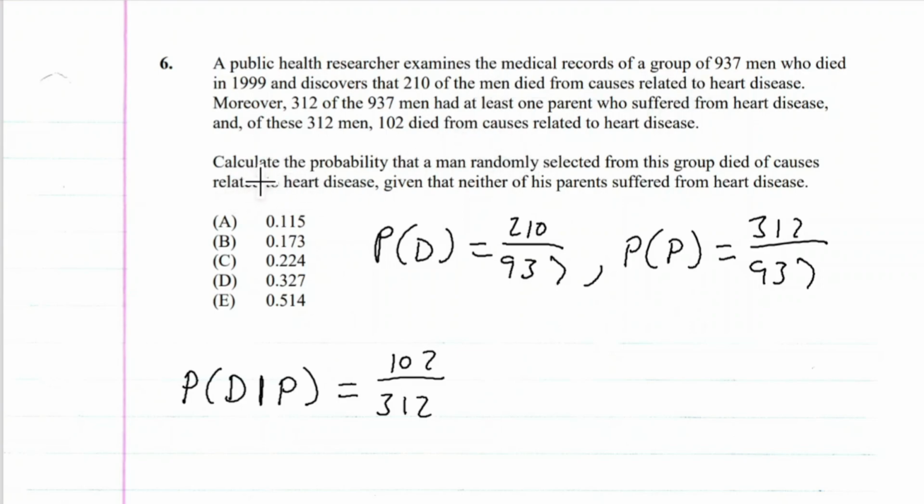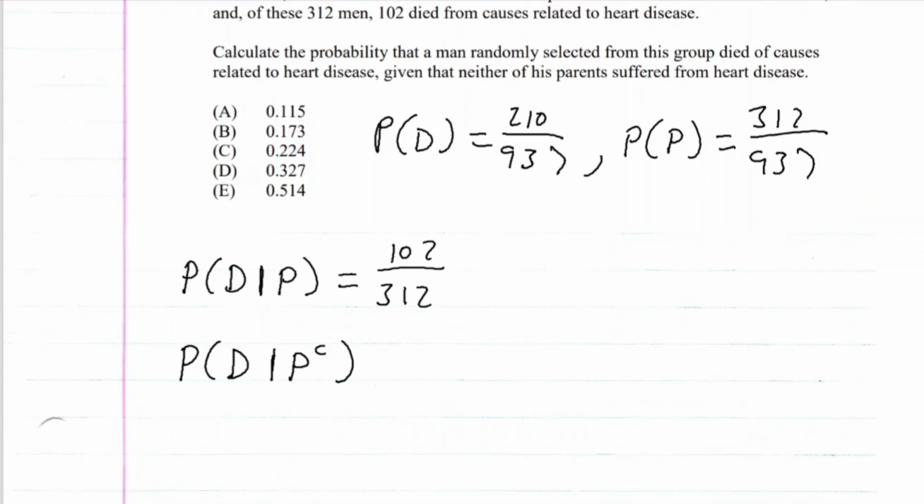So, let's see what they want us to calculate. Calculate the probability that a man randomly selected from this group died of causes related to heart disease, given that neither of his parents suffered from heart disease. So, P complement. All right. So that's what they want us to figure out.